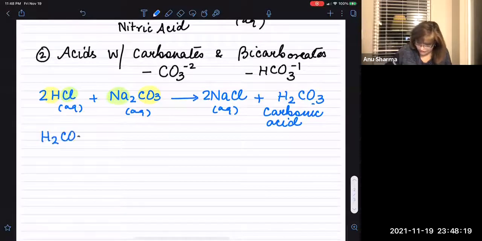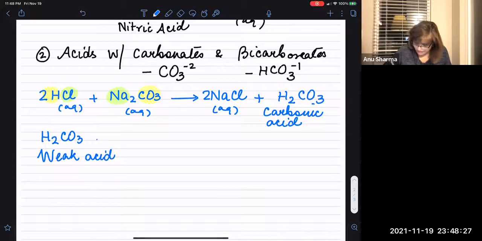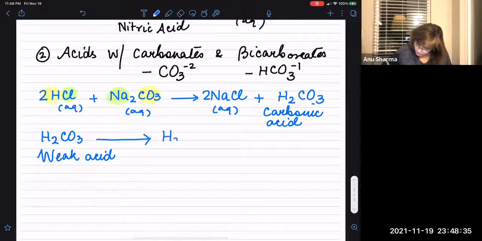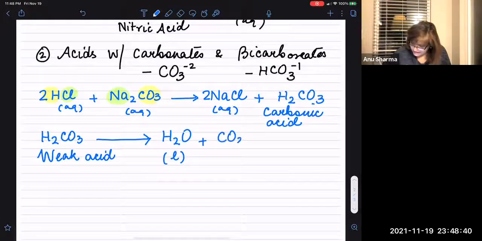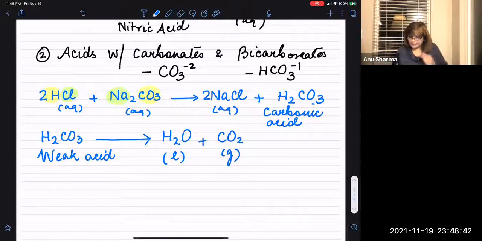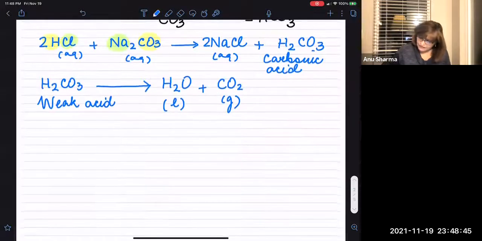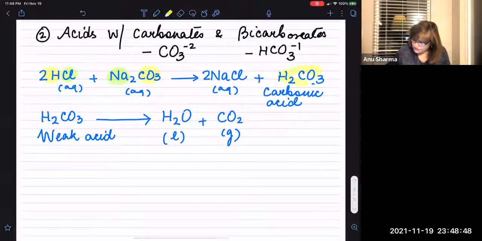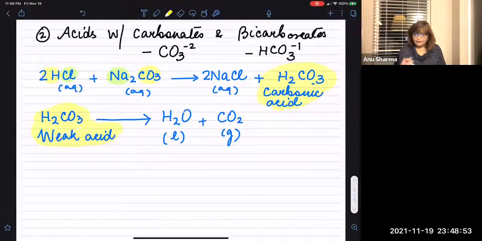So H2CO3 is a very weak acid, and it breaks up. The moment it's formed, it gives you carbon dioxide and water. H2O is a liquid, and carbon dioxide is a gas, so all the bubbling is seen. You can just look at H2CO3 as the intermediate. So that's one thing with the carbonates.